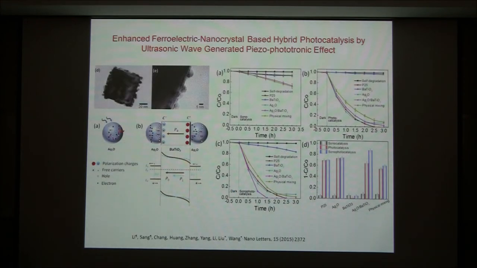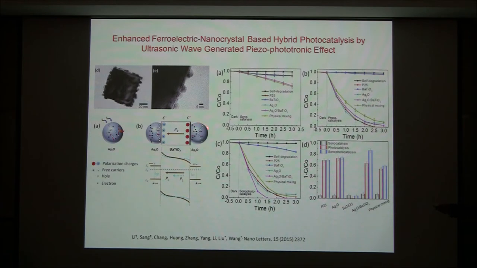I'd like to show you a recent example. These are barium titanate metal cubes, with silver oxide on the surface. Silver oxide can be a good electrochemical catalyst. If you have a BTO cube under a sonic wave, you find that the polar charge increases. This is a piezoelectric effect. Negative ion here, positive ion here.